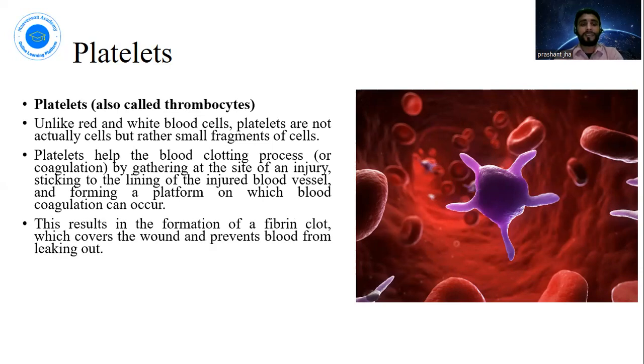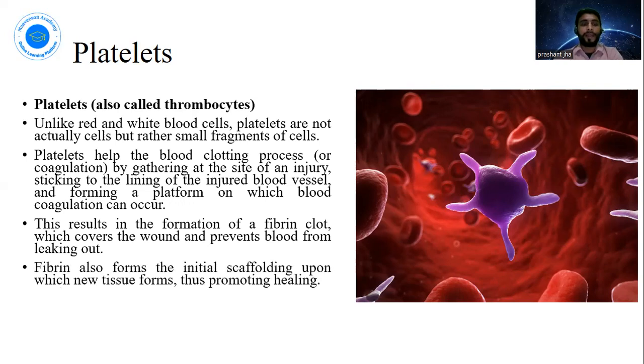This results in the formation of a fibrin clot, which covers the wound and prevents blood from leaking out. Fibrin also forms the initial scaffolding upon which new tissue forms, thus promoting healing.